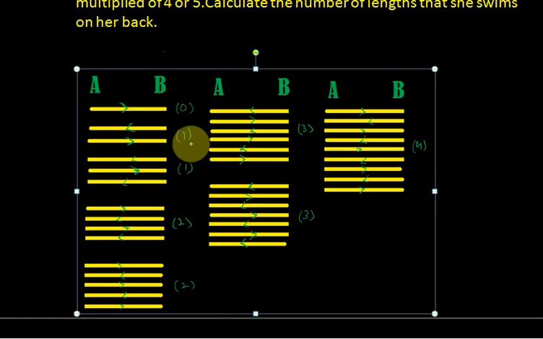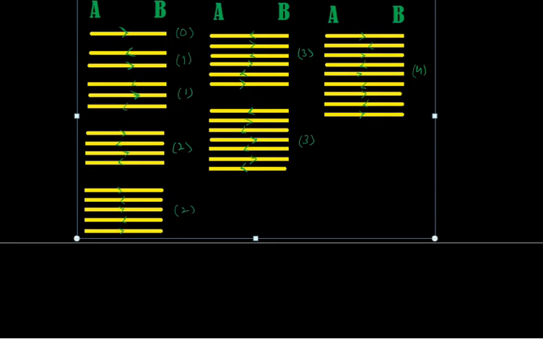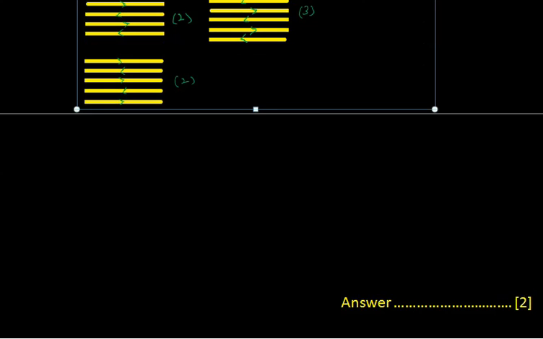Now the total backs she took: 1, 2, 3, 4, 5, 6, 7, 8, 9, 10, 11, 12, and 4, 16. So 16 backs she took when she swam 40 lengths. So 16 is the correct answer.